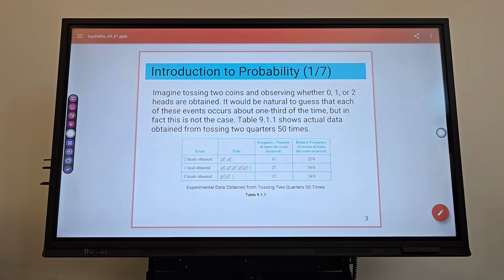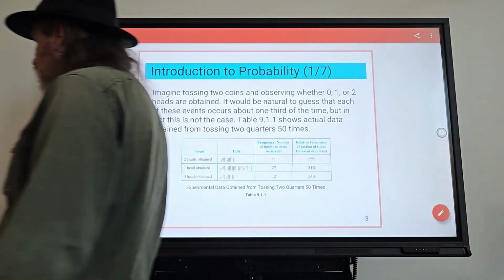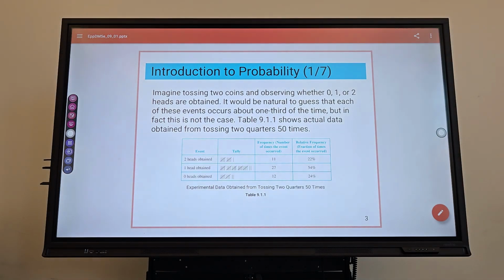Imagine tossing two coins and observing whether 0, 1, or 2 heads are obtained. It would be natural to guess that each of these events occurs about 1/3 of the time, but in fact this is not the case. The table here shows actual data obtained from tossing 2 quarters 50 times. You can see that one head occurs approximately twice as many times as the other two.